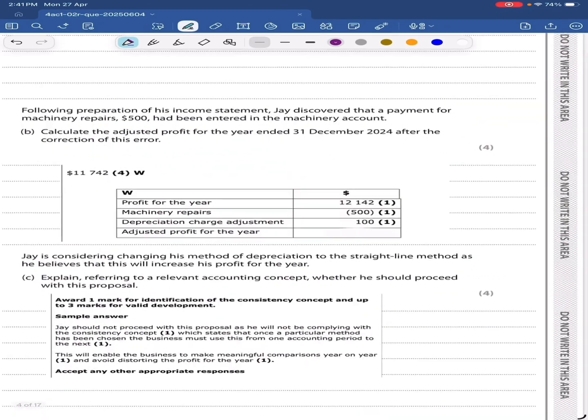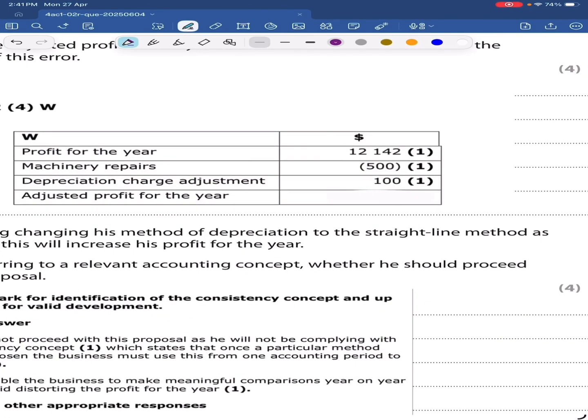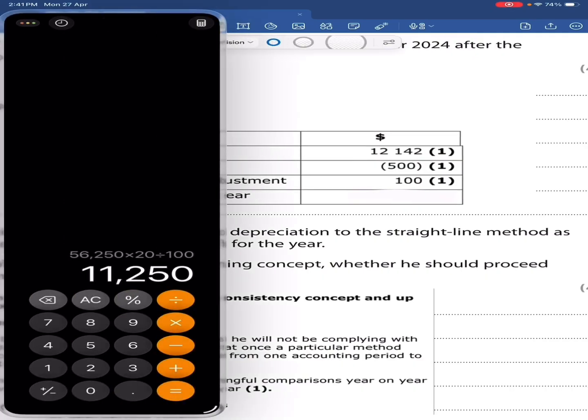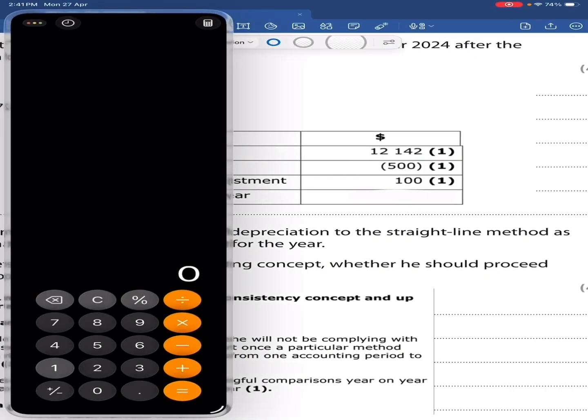Therefore, let's show the working 100. We need to deduct 500 because it's an expense. Therefore, what should be the corrected profit? 12,142. Take away 500 and add 100. It should be 11,742.